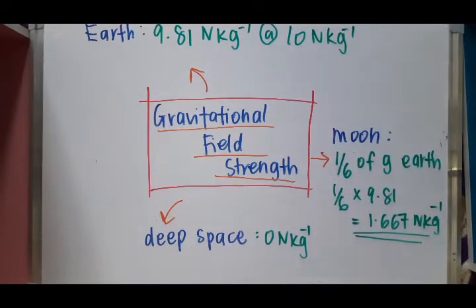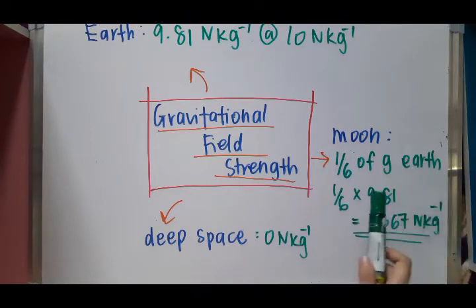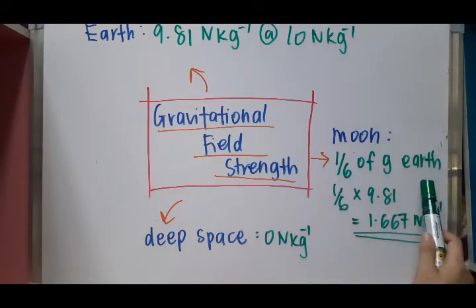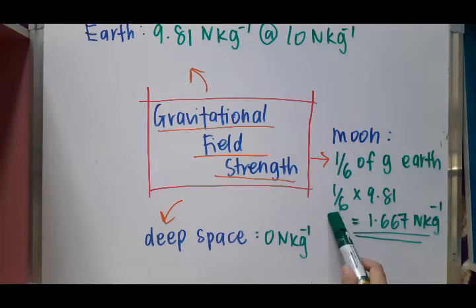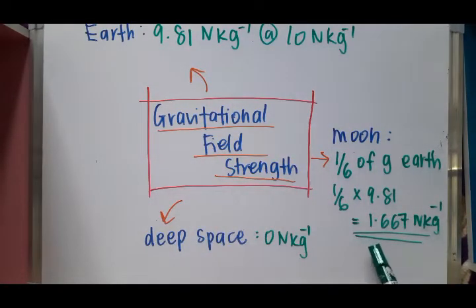Okay, so the gravitational field strength for the moon is 1/6 of the gravitational field strength of Earth. So that means 1/6 times 9.81, then we have 1.667 Newton per kg. So this is the value of gravitational field strength for the moon. And the gravitational field strength in deep space is 0 Newton per kg. It means that in deep space, there is no gravitational field strength.